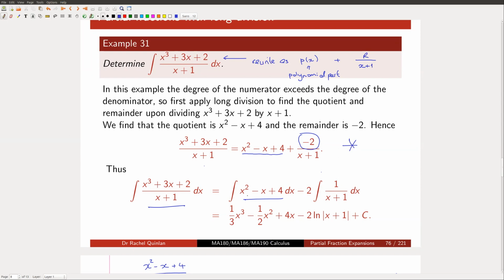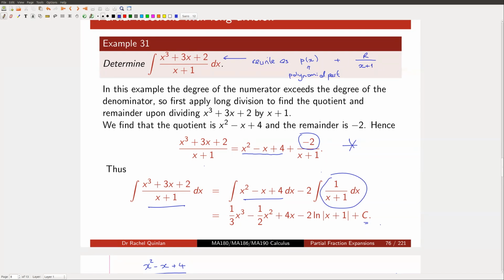Integrating the polynomial part, we've got x squared minus x plus 4. Take an antiderivative for x squared. This is a standard thing, just increase the power by 1, divide by the new power. So we get 1/3 x cubed. For minus x, same thing, increase the power by 1, divide by the new power. So we get minus 1/2 x squared. From 4, we get 4x. And then from this part, we've got minus 2 over x plus 1. That just gives us minus 2 times the log of the absolute value of x plus 1, which again, like the last example, you could write as minus log of x plus 1 squared if you wanted to, plus a constant of integration.